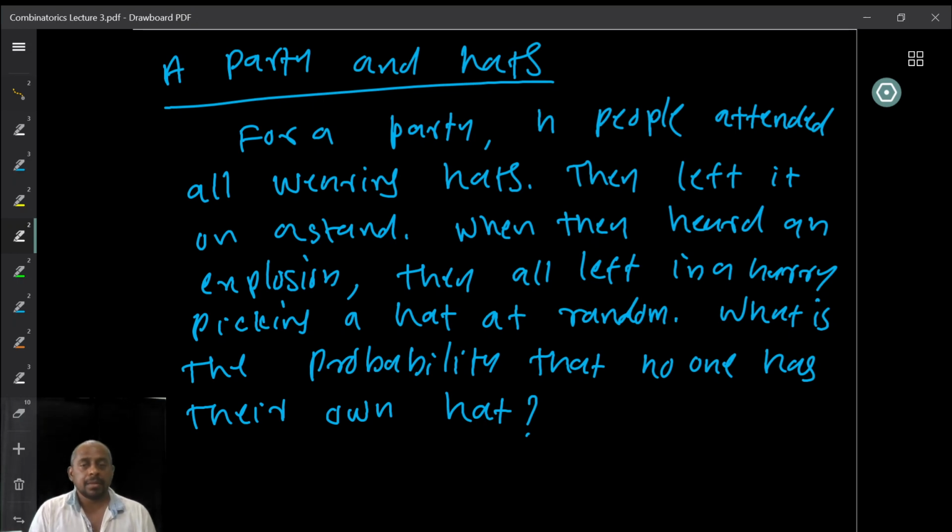All of them came wearing hats. So everybody came with a hat. Now, when you enter the party hall, you know there is a stand where you can keep your hat. So they keep their hats at the stand.